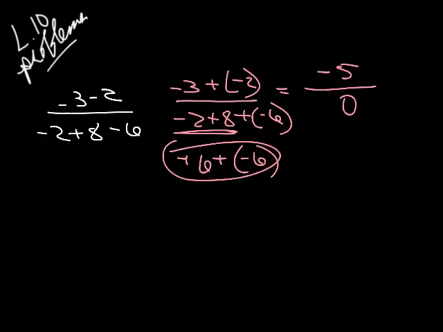Get an answer like negative 5 over 0, you use for your answer undefined. Don't put 0 down. 0 will be counted wrong.